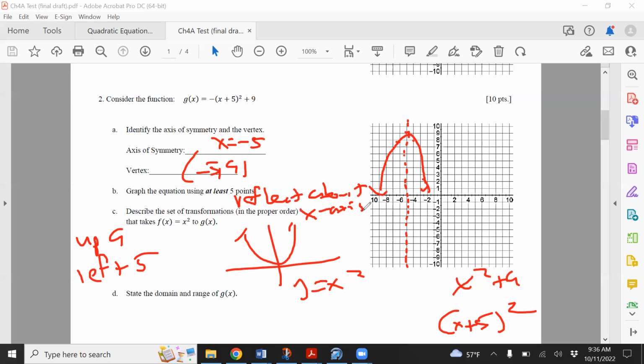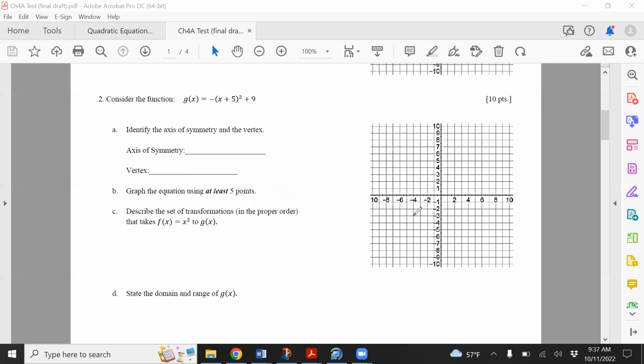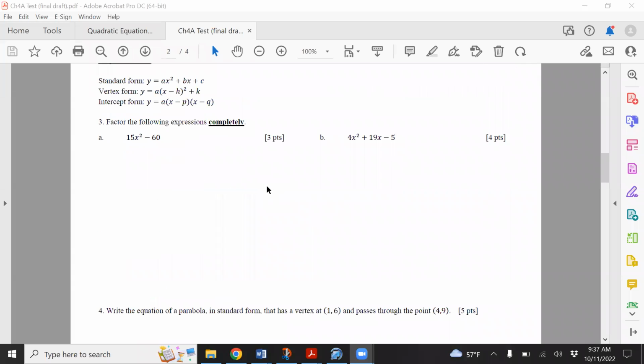So reflect about x-axis. Domain, obviously all real numbers. I don't think anyone really missed that. That was fine. All real numbers. And of course, the range is less than or equal to 9. Done. Didn't take me very long, right? Very simple. All right. Next one.